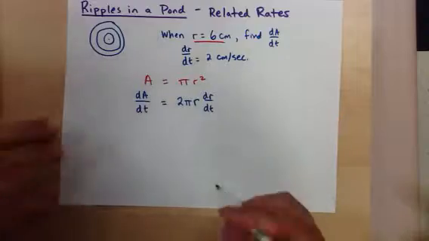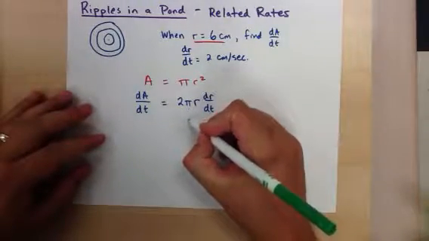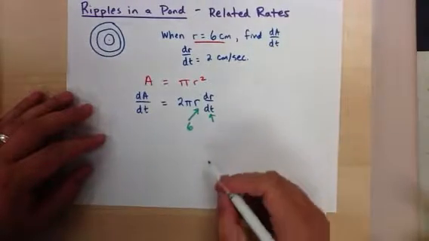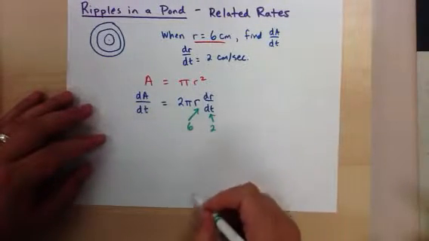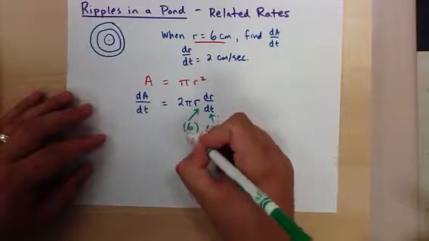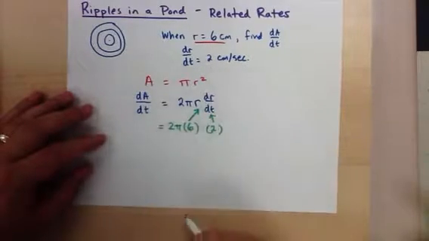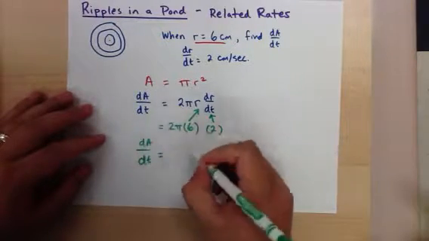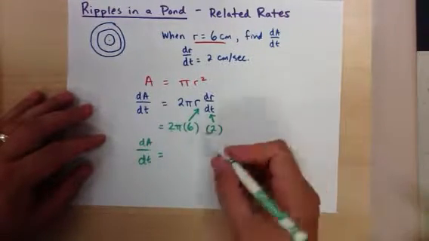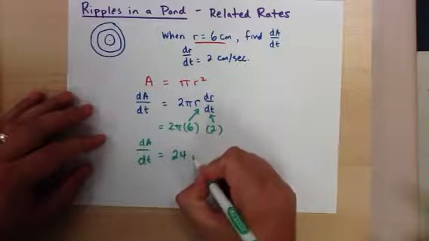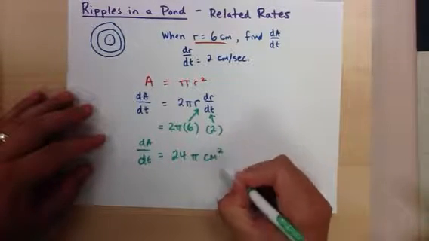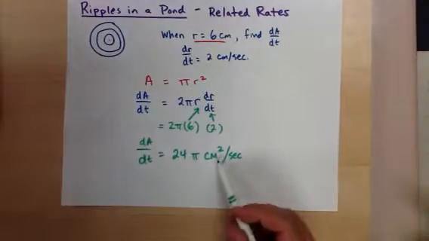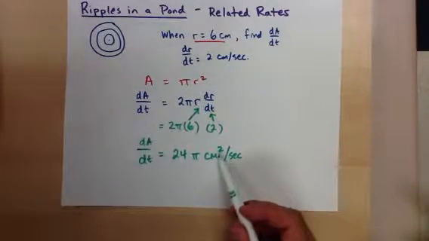And we're going to plug in what we know. Well, we know an instance when the radius is 6. We know an instance that dr over dt is always 2. So that's what we got. And so the change in area with respect to time is 2 times 6, which is 12, 12 times 2, which is 24 pi centimeters squared per second. Okay, it's a rate. Okay, make sure you have a time in there. And obviously, since it's an area, you need to have square units.